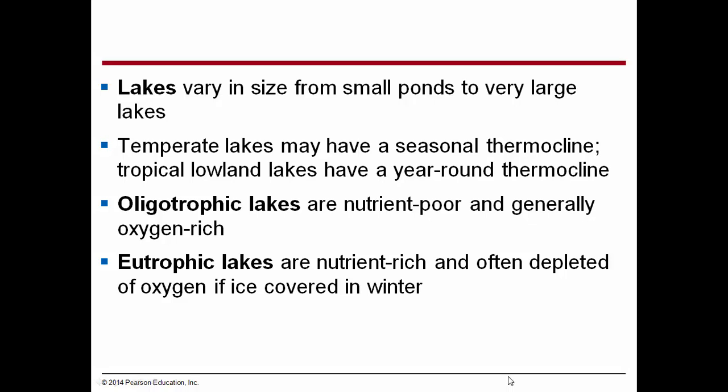Lakes vary in size from small ponds to very large lakes, like the Great Lakes up in the northern part of this country. Temperate lakes may actually have a seasonal thermocline. Tropical lowland lakes have a year-round thermocline. Oligotrophic lakes are nutrient poor and generally oxygen rich. Typically they're found in mountainous regions. And eutrophic lakes are usually in lower lands. They're nutrient rich and often depleted of oxygen if ice covered in winter.